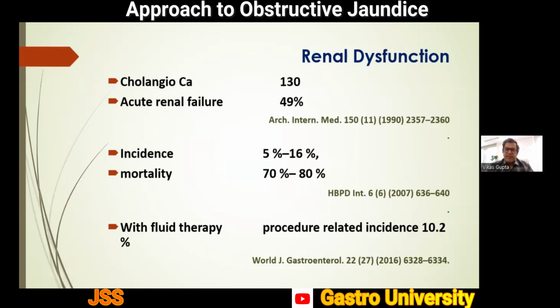Then another third important dysfunction which occurs in obstructive jaundice is renal dysfunction. This is a very old article which I have deliberately quoted here, wherein 130 patients of cholangiocarcinoma were evaluated, and 49% of them had acute renal failure. But over a period of time, the incidence of renal failure has come down with better understanding of the pathophysiology. However, the mortality associated with acute renal failure in the presence of obstructive jaundice is as high as 70 to 80%.